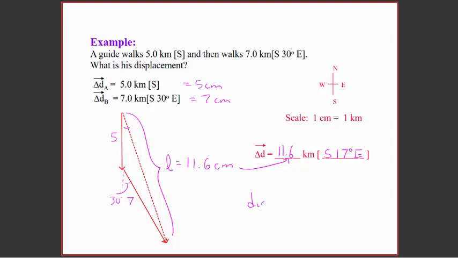Our distance, so if you were wearing a pedometer to measure your total distance, would be 12 kilometers total, because that's simply adding them together. Notice that there's no direction here. So distance would be 12 kilometers walked, but how far you got away, or if you were calling out artillery or something, as the crow flies, would be 11.6 kilometers.